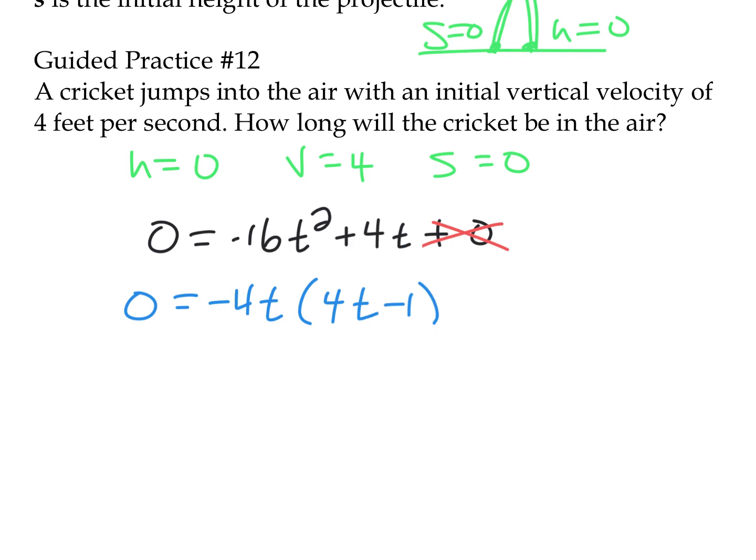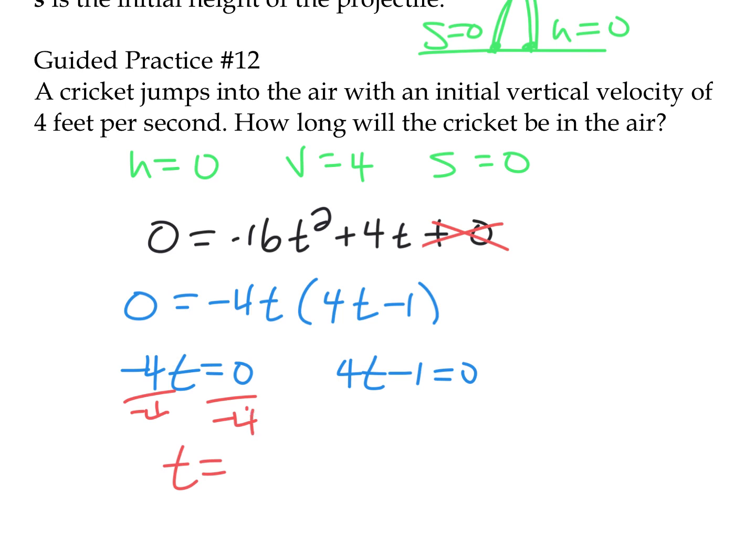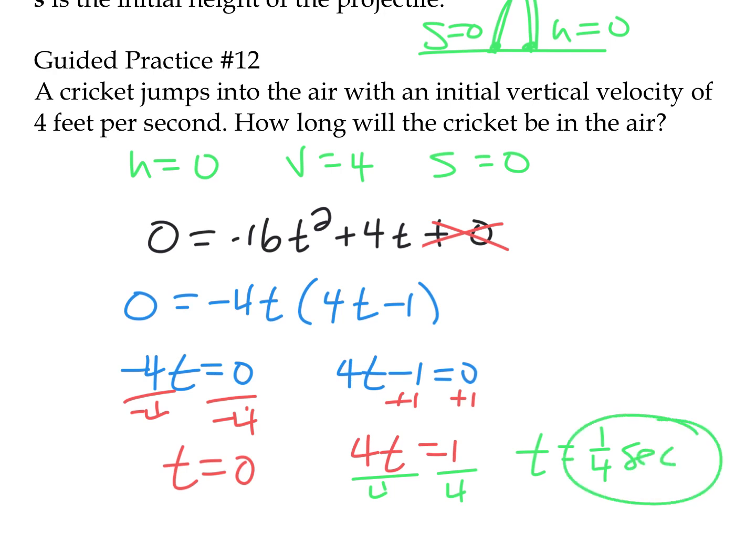And now I can set each of these factors equal to 0. Negative 4t equals 0. 4t minus 1 equals 0. And now when I solve each of these, I divide by negative 4 here. I'm going to get t equals 0. Add 1, I get 4t equals 1. And then when I divide by 4, I'm going to get t equals 1/4 of a second, or 0.25, but you can leave it as a fraction as well. Okay, that's the amount of time the cricket will be in the air.